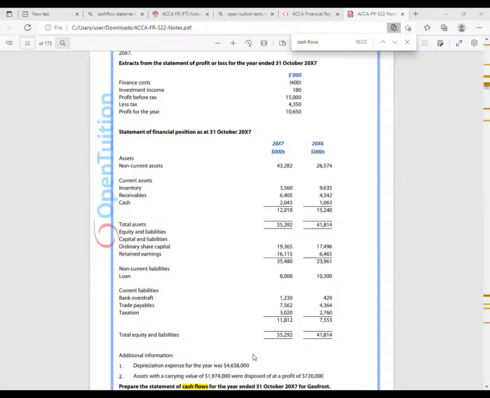So from there, go to the receivables and use the OC principle. OC means opening minus closing. If it's negative, you write it as negative 1863. Opening minus closing.